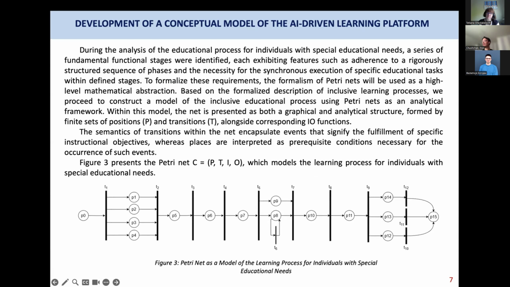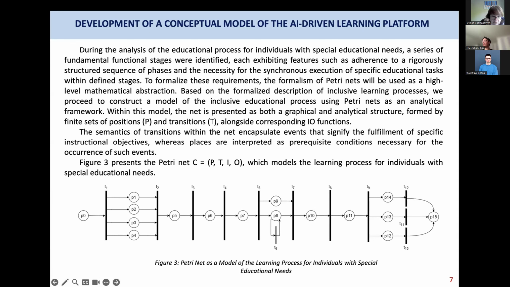This slide presents a formalized model of the inclusive educational process for individuals with special educational needs using the mathematical abstraction of Petri nets. During the analysis of the educational workflow, several core functional stages were identified. These stages are characterized by structured sequences and the need for synchronously executed tasks. To model this complexity, we apply the Petri net formalism, which enables both graphical and analytical representation of processes.